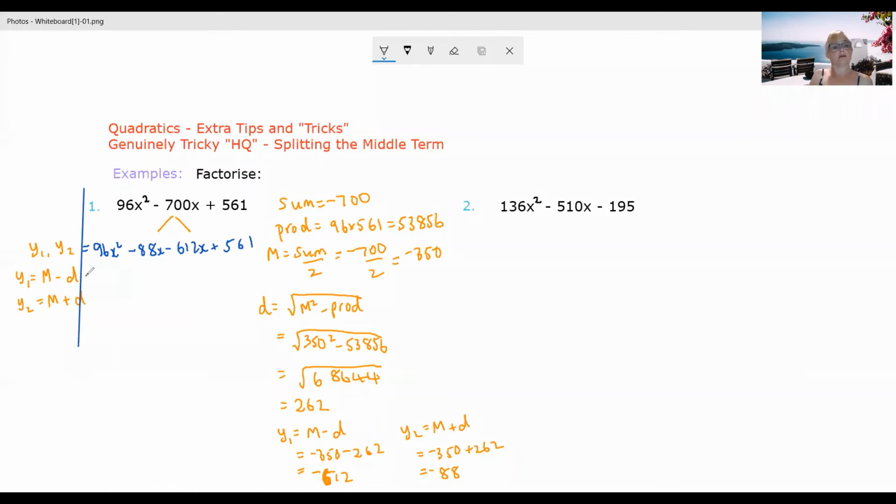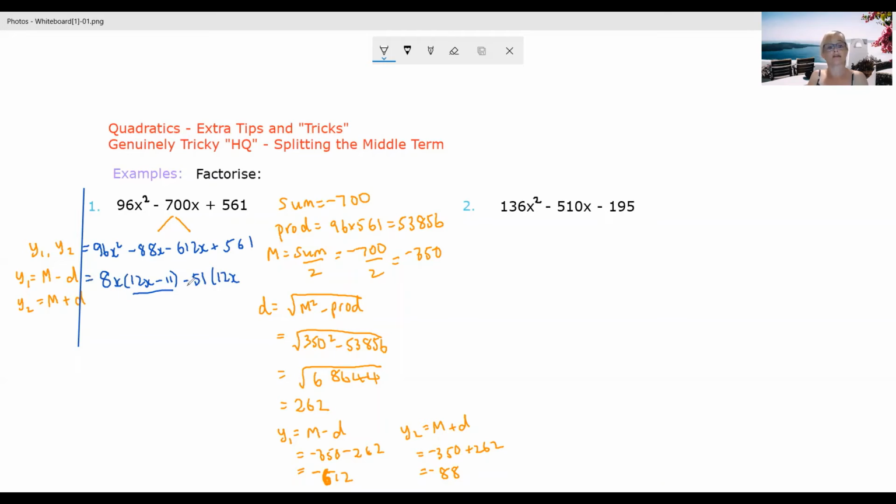And okay, 96x squared and 88x, what can we take out of that as a common factor? We can take out an 8x, can't we? So we're going to get 8x and we're going to get 12x minus 11. Now let that be a little hint to you of what bracket we're thinking we're going to get here. So don't dilly-dally about it. Work out what 612 divided by 12 is. That's easy to do if you have a calculator. And that gives you 51. So if I take out a minus 51 here, I know I'm going to get 12x.